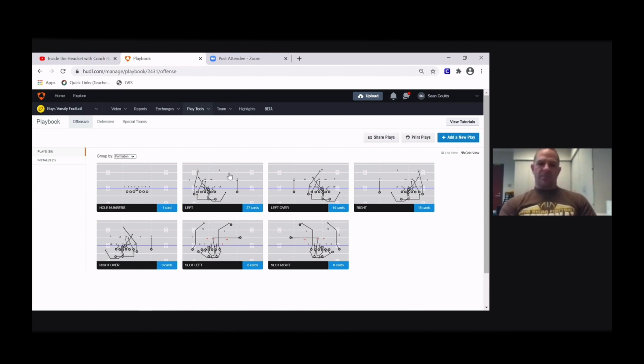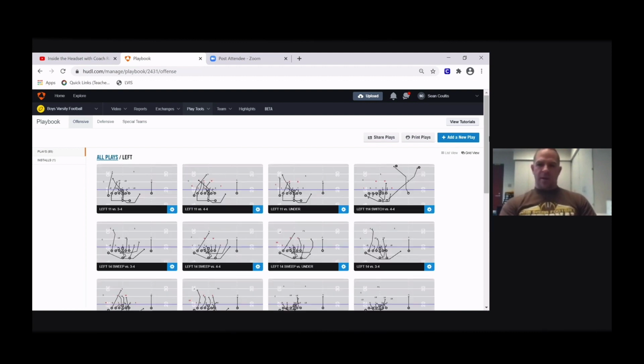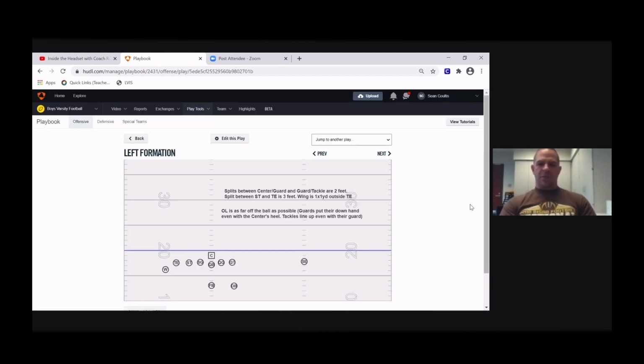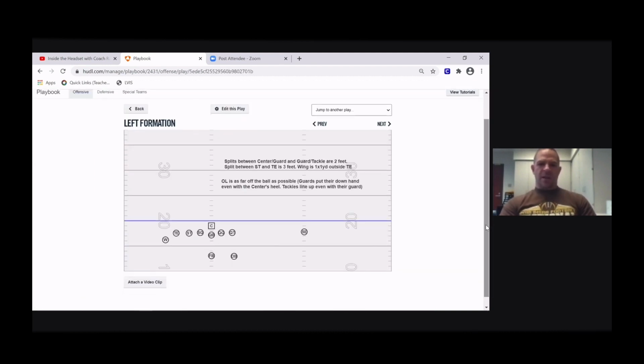I'll show you what the formations look like. We have a left formation. If we call left formation, this is what it looks like. Again, because it's left, the strong side knows they're going to the left. So there's our strong guard and our strong tackle. And left formation is just basic, 900 formation in Delaware speak. And then the quick guard and quick tackle are going to go away from the call.